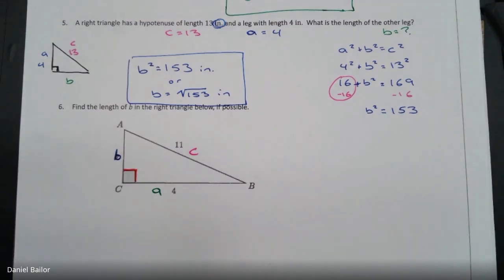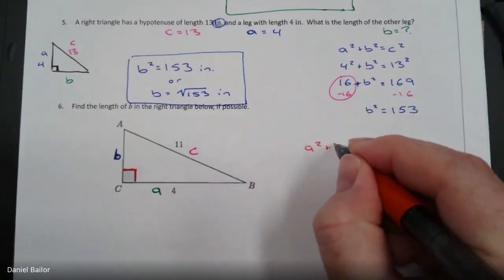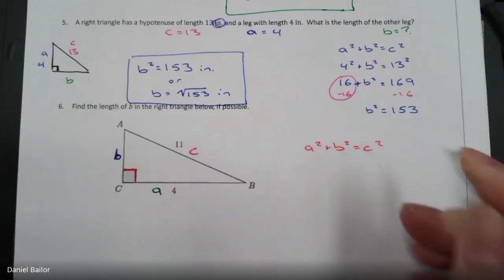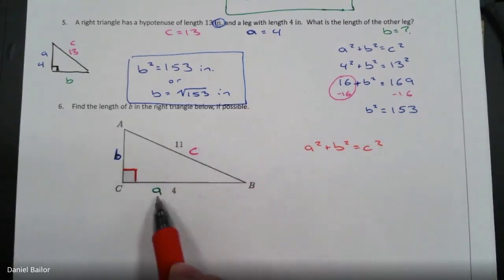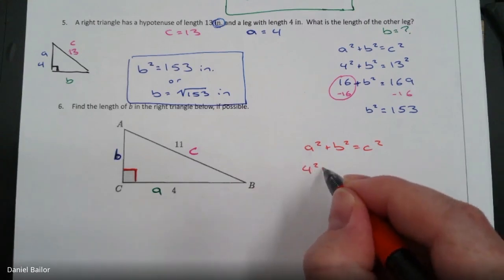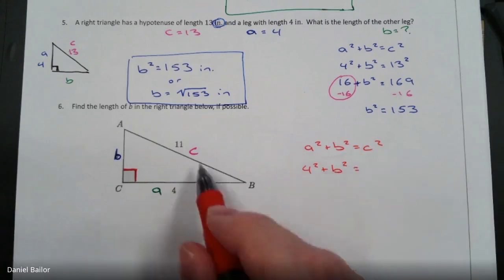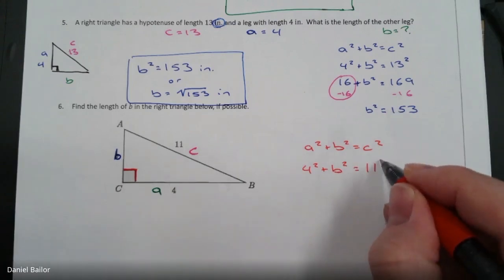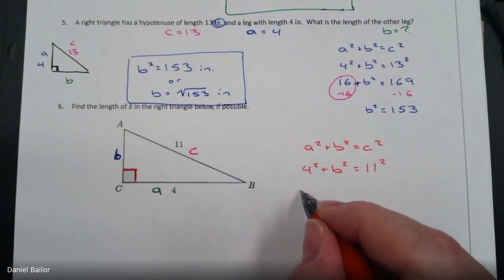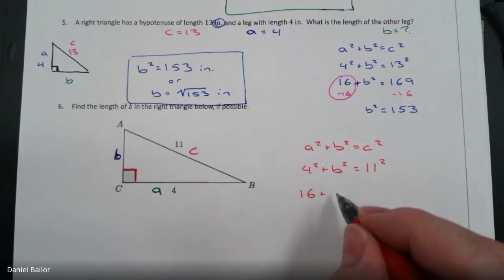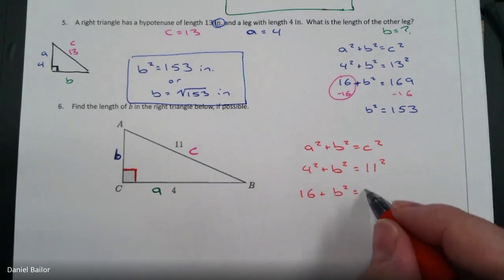So let's do the Pythagorean theorem. A squared plus B squared equals C squared, using the information they gave us and the labels that we made. A is 4, so 4 squared. B is what we're looking for, so that stays the same. And C is 11, so we have 11 squared. 4 squared is 4 times 4, which is 16. B squared stays the same. 11 squared is 11 times 11, which is 121.